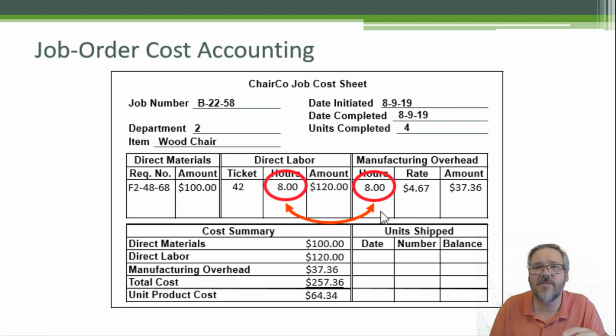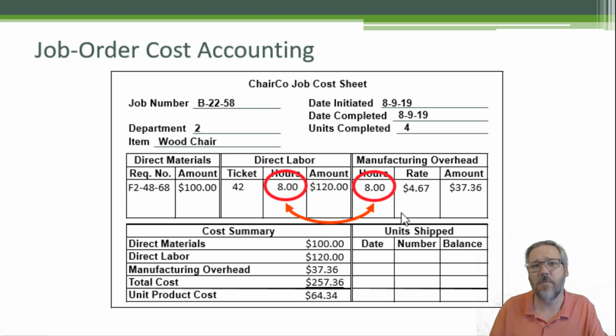We have estimated our cost of overhead. We have divided that cost across the total amount of employee working hours I anticipate using this month. When Earl works his 8 hours, Earl is also using $4.67 per hour he works, or $37.36 worth of manufacturing overhead.